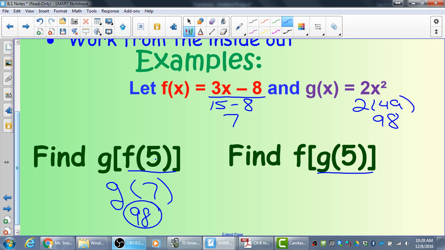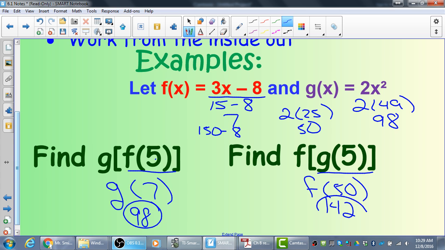f of g of 5. Oh, we're going backwards. All right. So now I plugged 5 in for g. 2 times 25, that's 50. Now I'm finding f of 50. I found the g of 5. Turned out to be 50. Make the replacement. Find f of 50. That's 150 minus 8. 142. Inside out. You always work inside out with those.